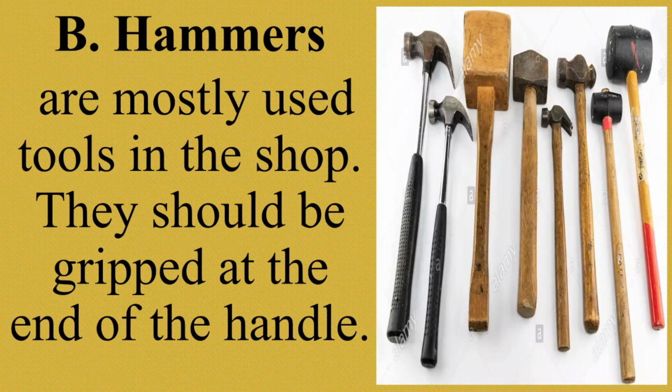Next. Hammers. Hammers are mostly used tools in the shop. They should be gripped at the end of the handle. Ayan. What is the main function of hammer? Hammers, they are made of hard steel, wood, plastic, or rubber. Ayan, as you can see. These are tools used in driving or pounding and pulling out nails.